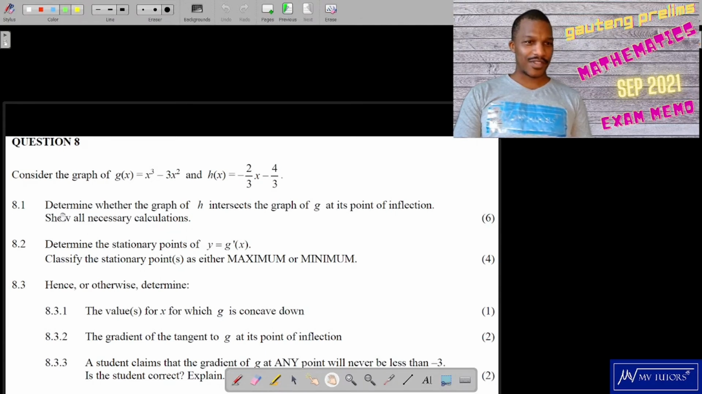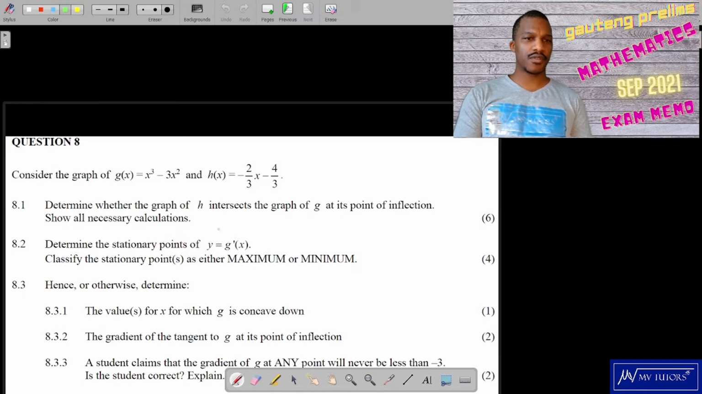Right. So it says determine whether the graph of h intersects the graph of g at its point of inflection. Show all necessary calculations. So we need to understand this question practically.